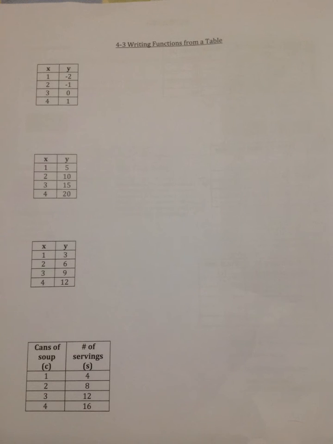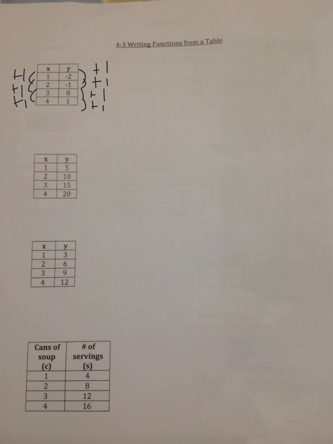We're going to be writing functions from a table. When we do these, we're going to be looking for a common difference, for a pattern with the x's and the y's. So if you notice here, you have a +1 and a +1 and a +1 here. And then on this side, we also have +1. So every time the x value goes up by 1, the y value goes up by 1.